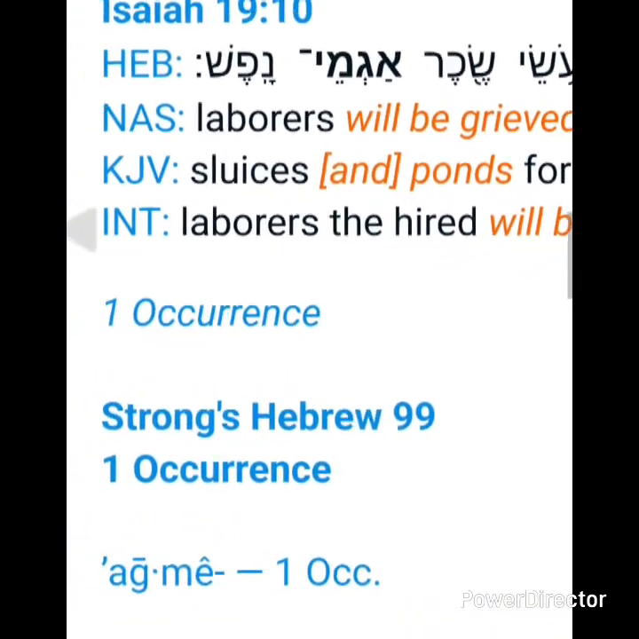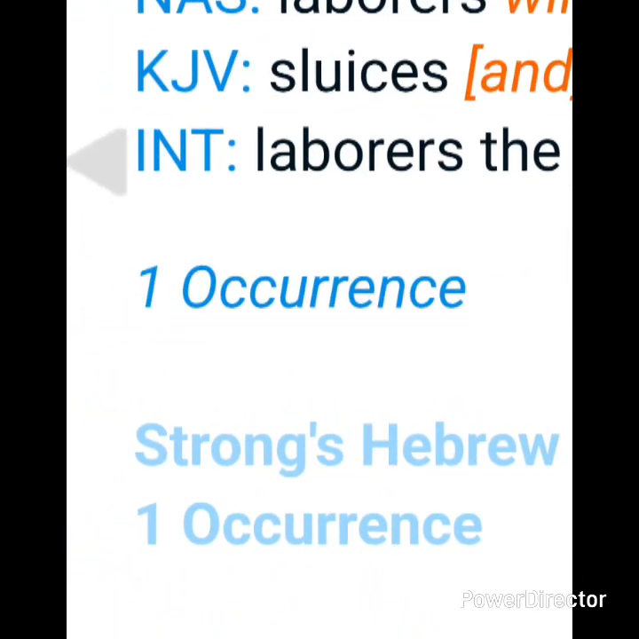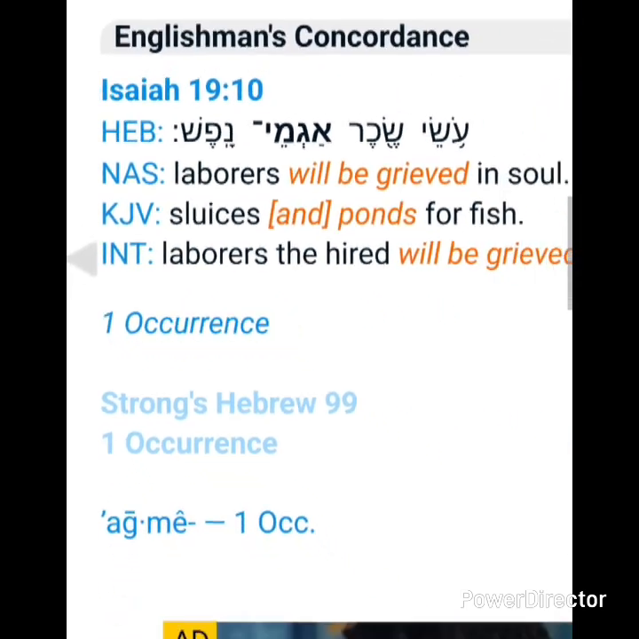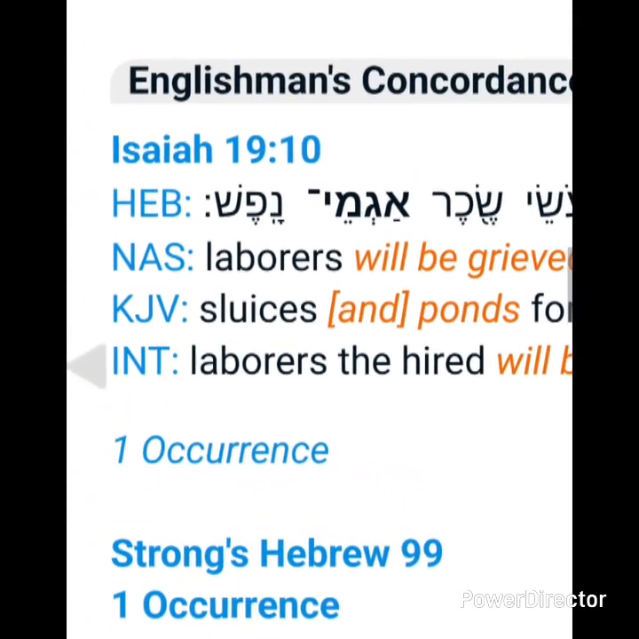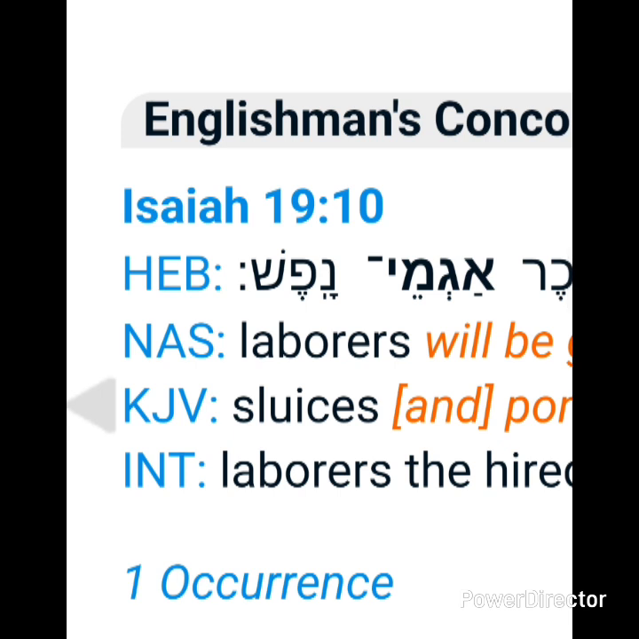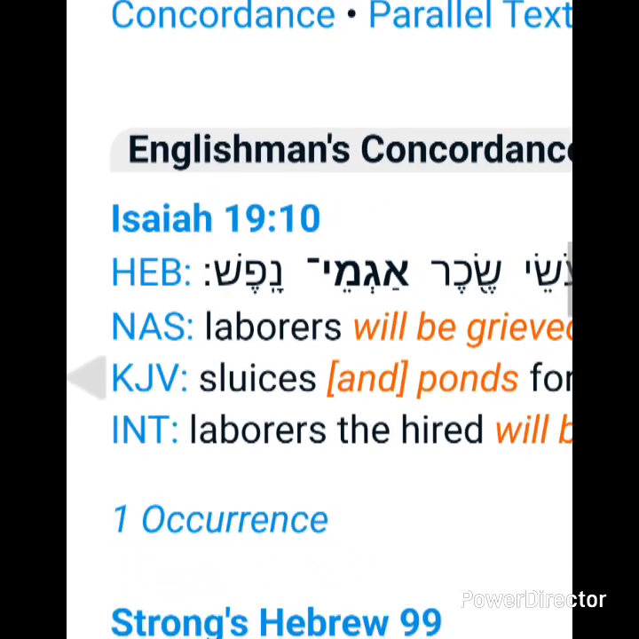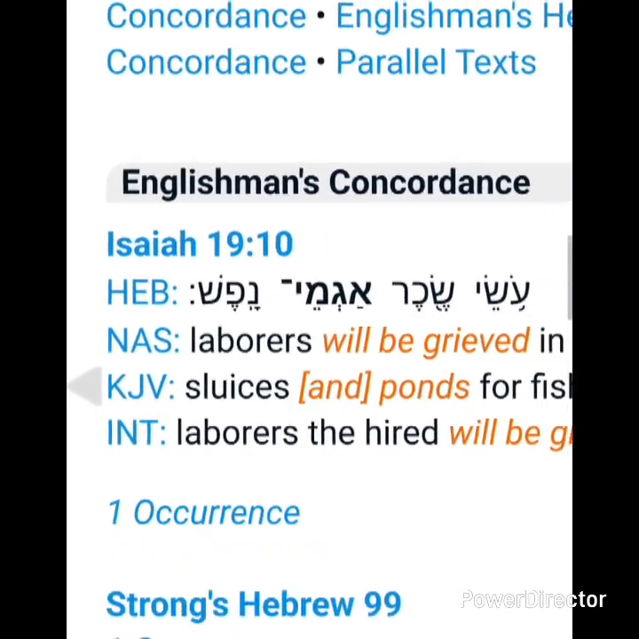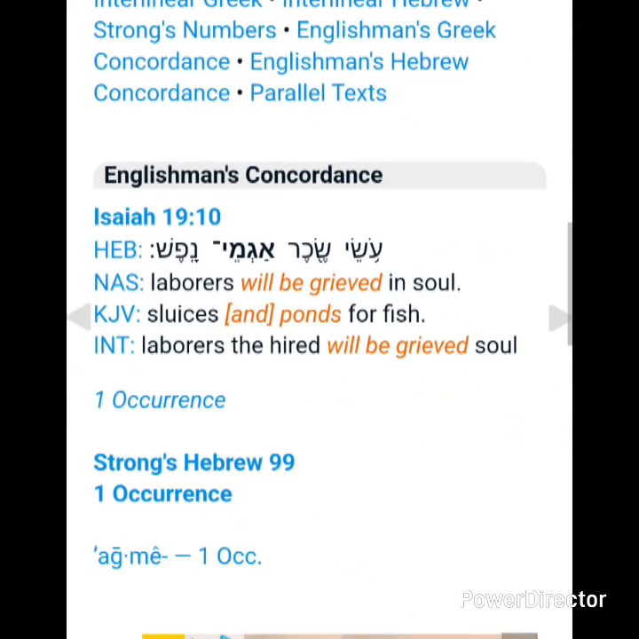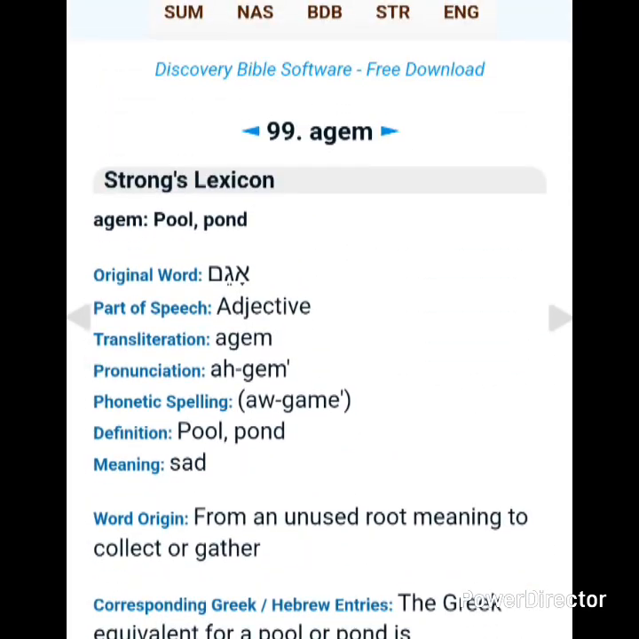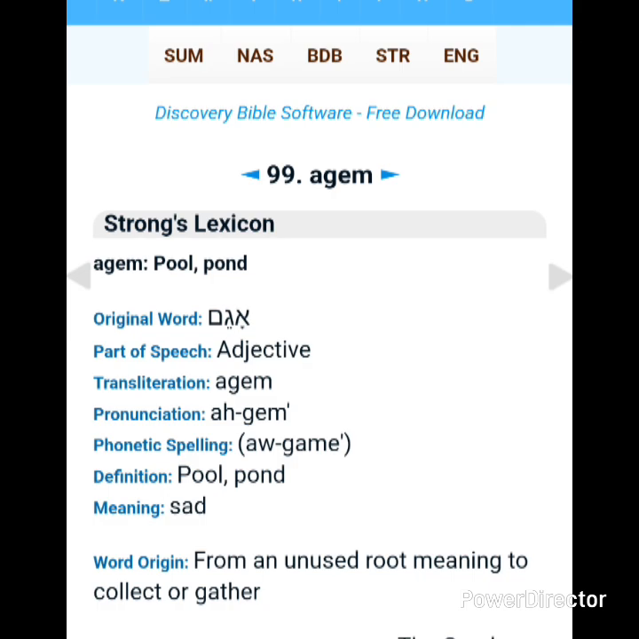It's used only once in the Old Testament. Look at one occurrence, and one in the New Testament. That's interesting, right? And in the Old Testament here, it's used in Isaiah 19:10. And you see the 911 there, right? 911, 911, right? And 9 times 11 is 99. That's in Isaiah 19:10. Okay, that's one usage of this word, the number 99, in the Bible. Now watch this.